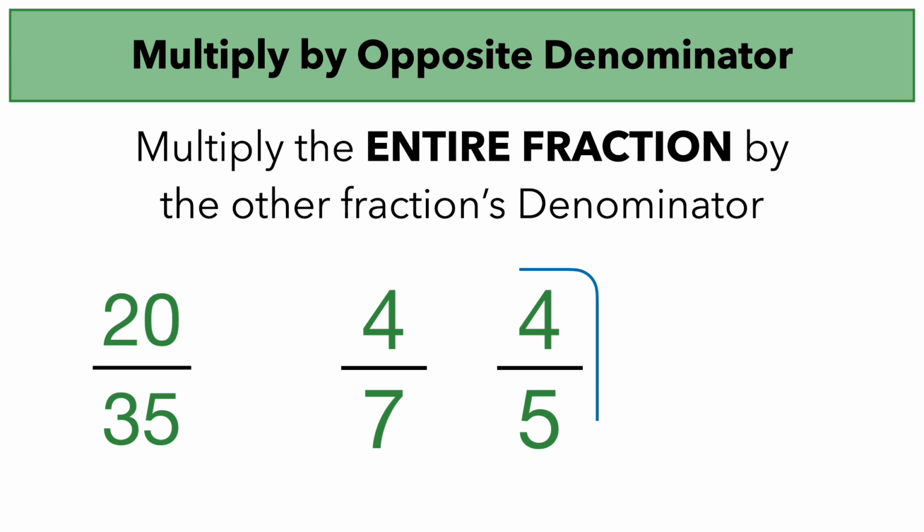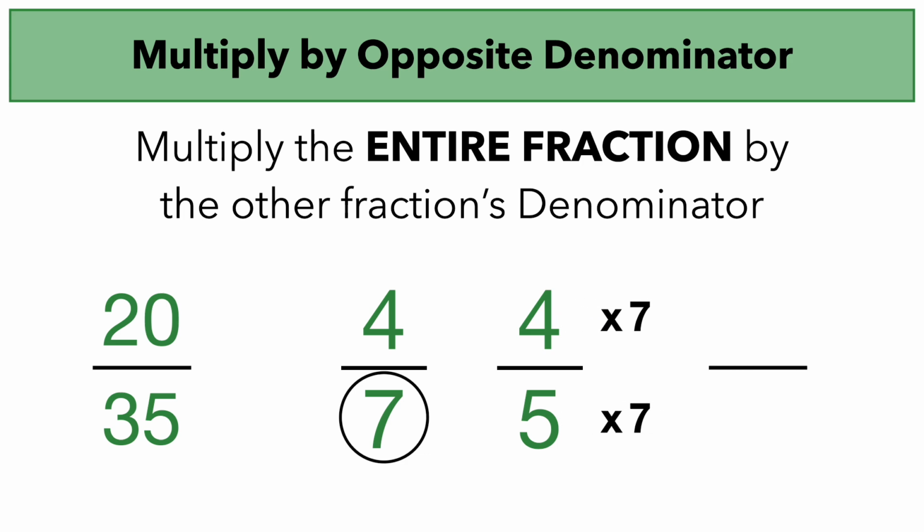Now let's do 4/5. We're going to multiply this entire fraction by the opposite denominator of 7. So now we're going to go 4 times 7 across the top, 5 times 7 on the bottom. 4 times 7 is 28. 5 times 7 is 35. And so now we have 20/35 and 28/35, and we have common denominators.